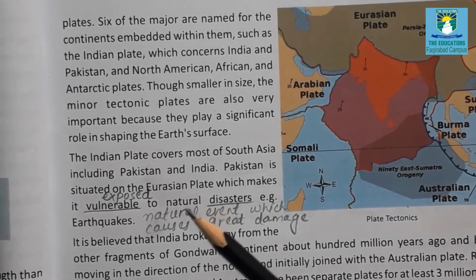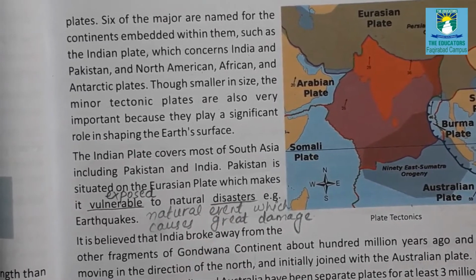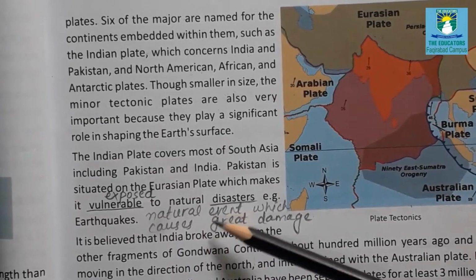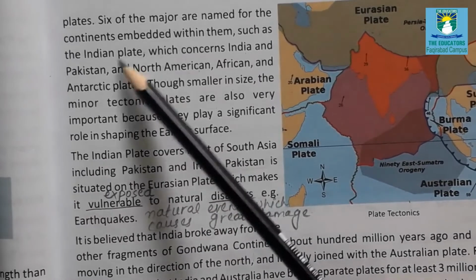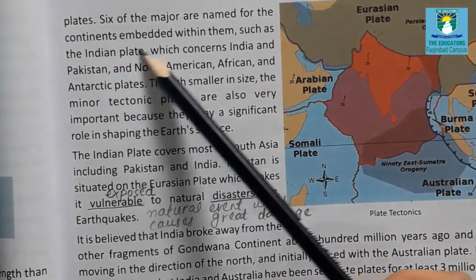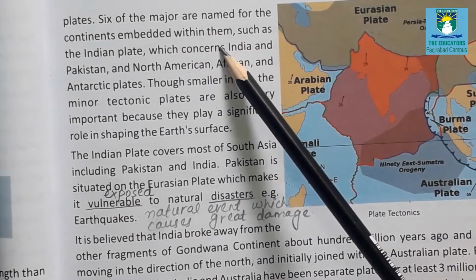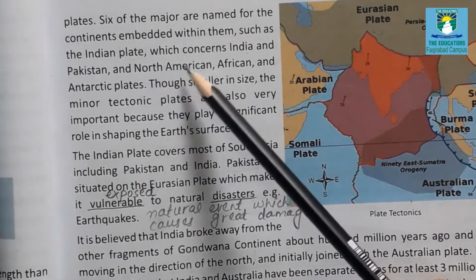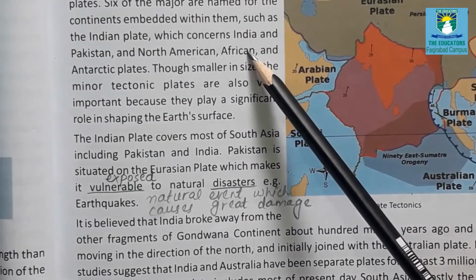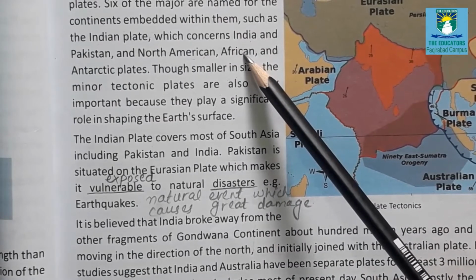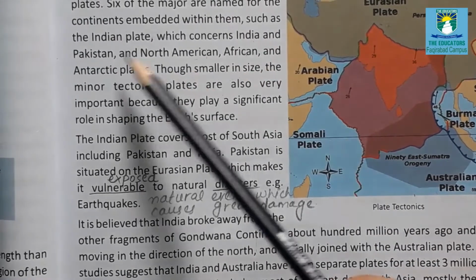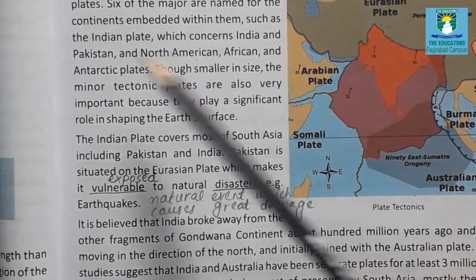There are 7 major plates and 8 minor. 7 major means they are most important, and 8 minor means they are less important. 6 of the major plates are named for the continents embedded within them. Embedded means present within them, such as the Indian plate, which concerns India. It means that the names are given to the plates according to their continents. For example, Indian plate means it is present in India and Pakistan.